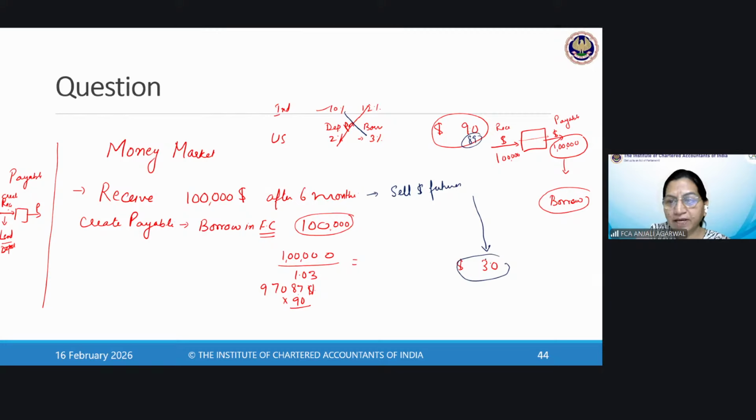So if the price is likely to go down, that means it is high today. So if something is high today, you will want to sell it, sell dollar futures. But what if the dollar futures are not available? Rupee futures are available? Opposite. Then buy rupee futures.